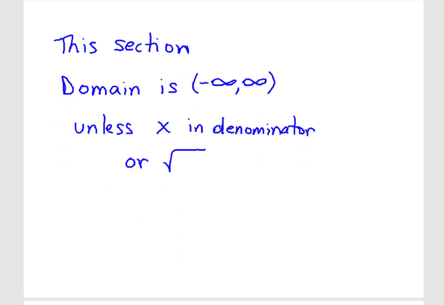So for this section, the domain will always be negative infinity to positive infinity, unless there's an x in the denominator, which then we have to decide, okay, what can x not be to keep this denominator from being 0, right? Because we can't have a 0 in the denominator. Or if there's an x underneath the radical, because we cannot have a negative expression underneath the radical.